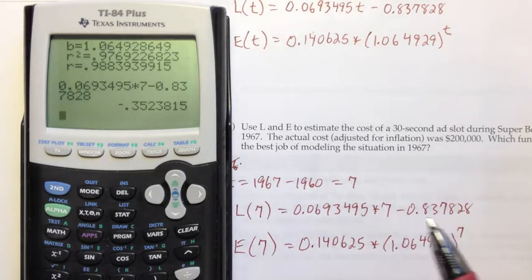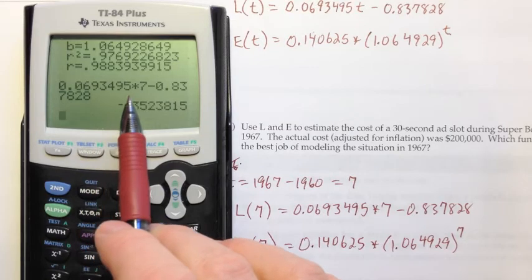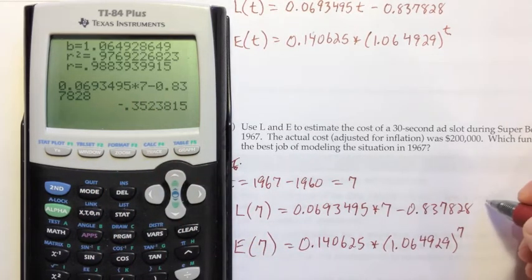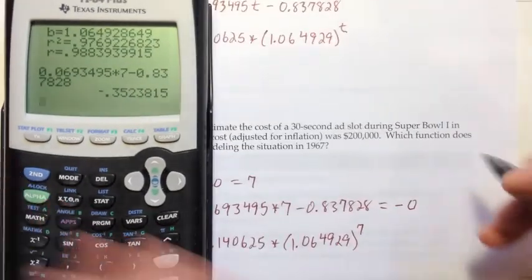Just a little strange, right? So I'm just going to double check that I put that in right. 693495 times 7 minus 0.837. It looks like that's correct, though it can't possibly be correct for the situation. Does it say how to round it? No. So I'm just going to put a lot of digits there.